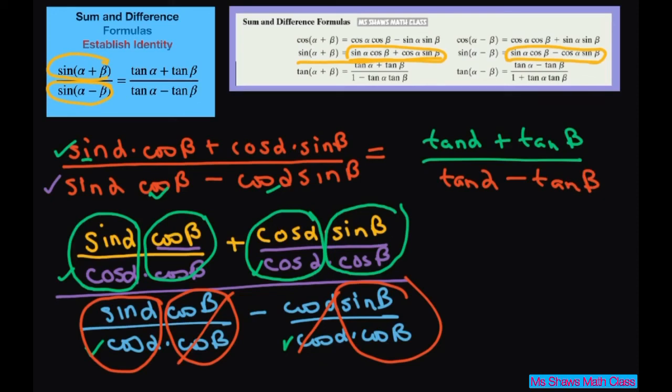So for this identity, you really have to look at what we have. We have to force it. And so we divided everything by cosine alpha, cosine beta.